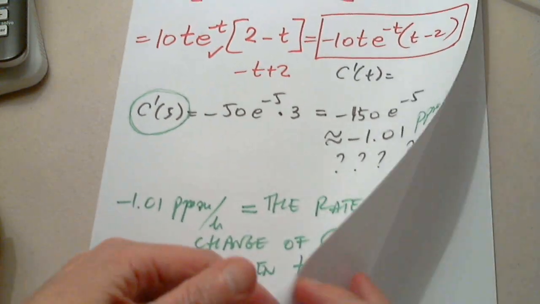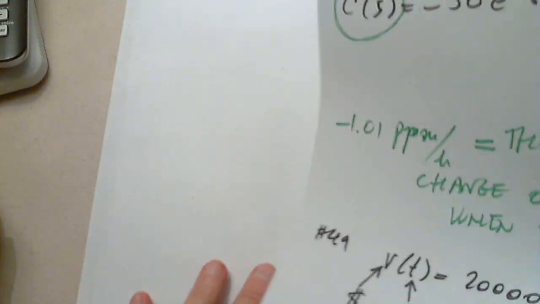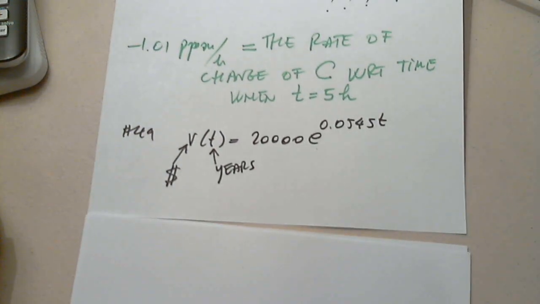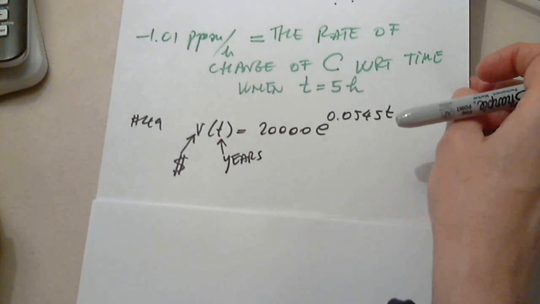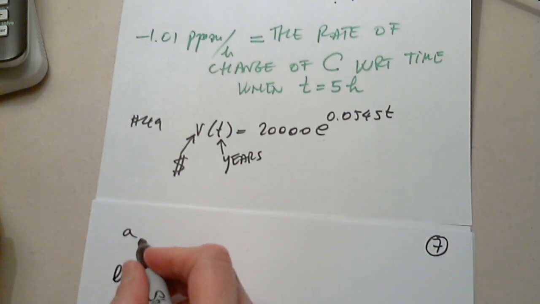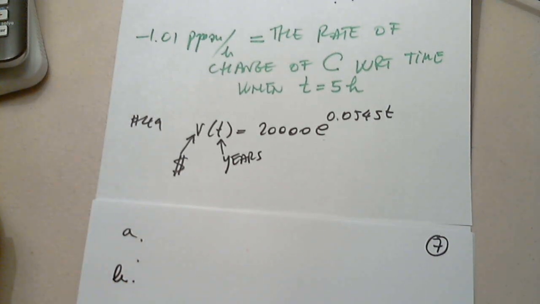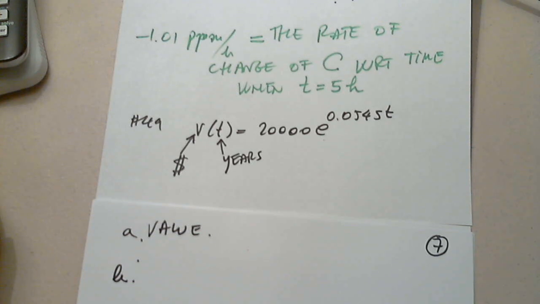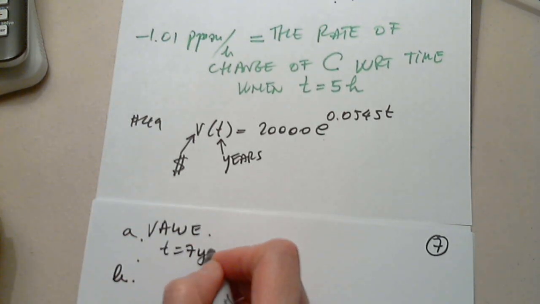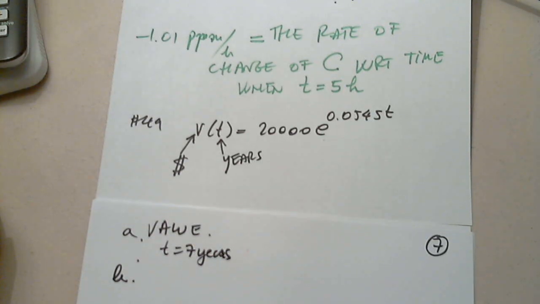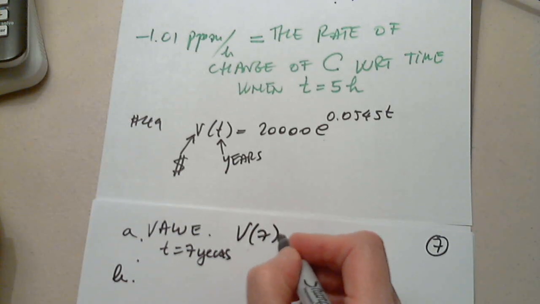Good. So they want us to determine two things: the value of the account after 7 years, after she started it. That's my page 7, so part A and part B. When we're asked to find the value, what do I have to do after 7 years? That's fine. So I have to find V of 7.